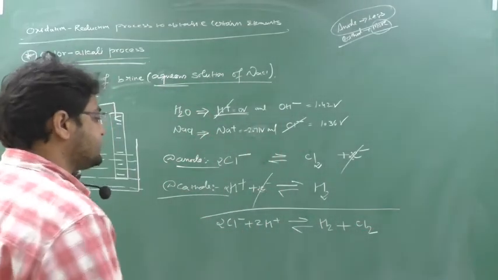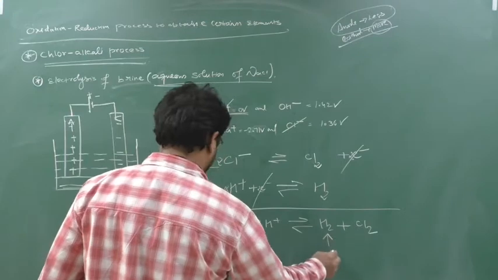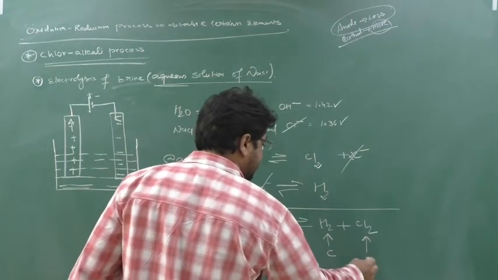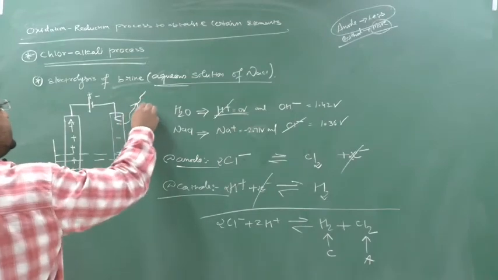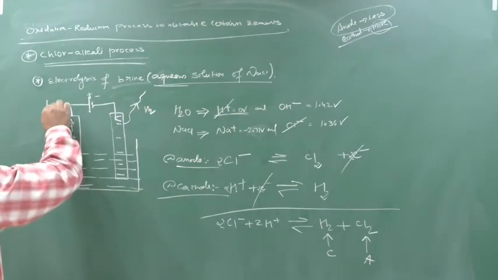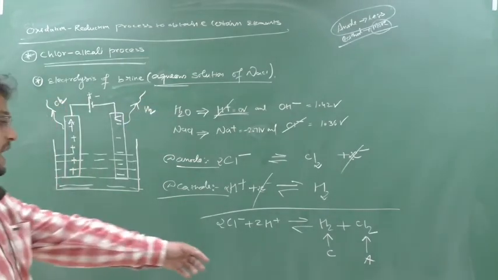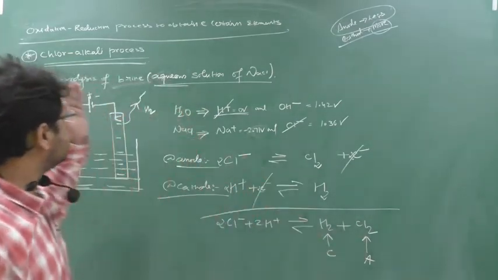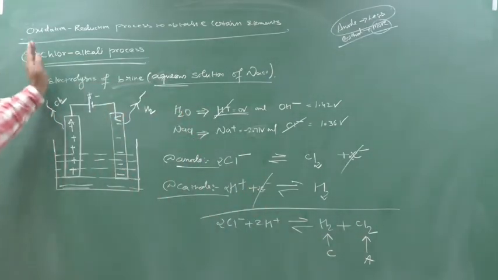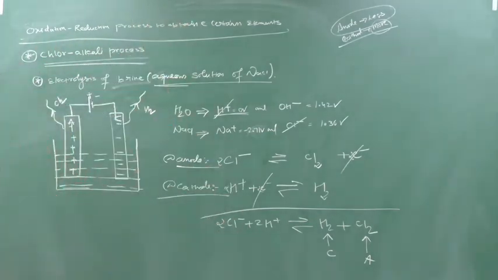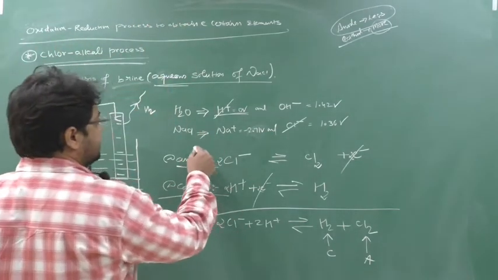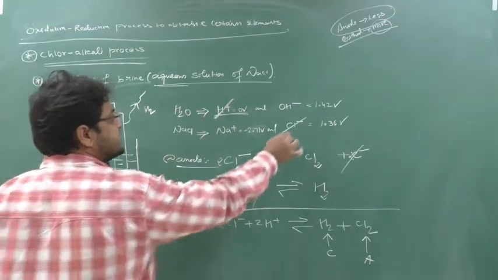Okay. Now see beta. After the reaction, hydrogen gas will be obtained at the cathode, chlorine gas will be obtained at the anode. So here hydrogen gas will be liberated, here chlorine gas will be liberated. So in this way I can obtain hydrogen and chlorine by supplying the electrolysis process. That's why I am telling you oxidation reduction process is used to obtain certain elements.